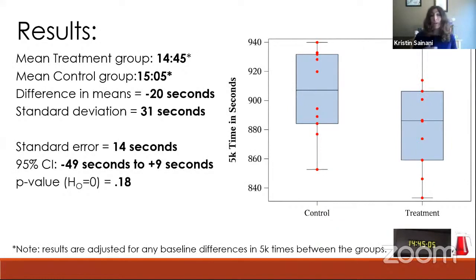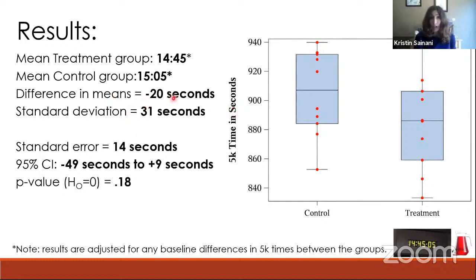I'm showing you the results here. These are simulated results, so these are not real data, but you can see them plotted on the right. You can see the treatment group did a bit better than the control group. The mean in the treatment group was a time of 14:45, and the mean of the control group was 15:05. Those, again, are adjusted for any baseline differences between the groups. That means there is a difference in means of -20 seconds, and this is the statistic that we're interested in. Negative numbers mean that the treatment group ran faster than the control group. In running, you want to be negative, meaning a lower number, which means you run faster.